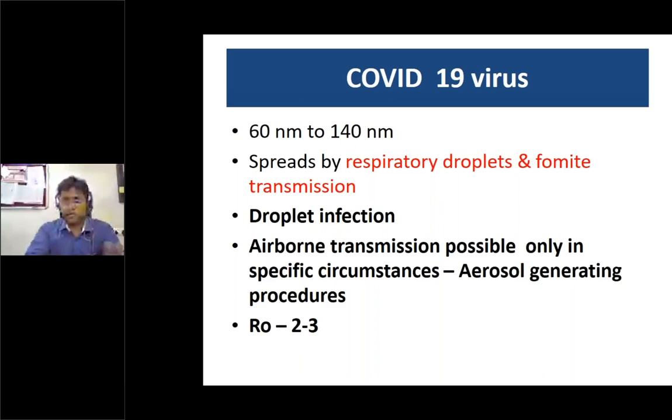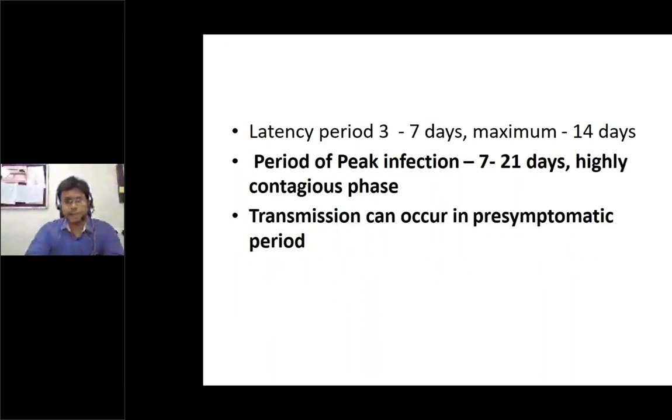In fact, the R naught for this virus is 2 to 3, meaning that if a person is infected, he can transmit this virus to another 2 to 3 people, but not beyond that. This again reconfirms that it is a droplet type of infection.